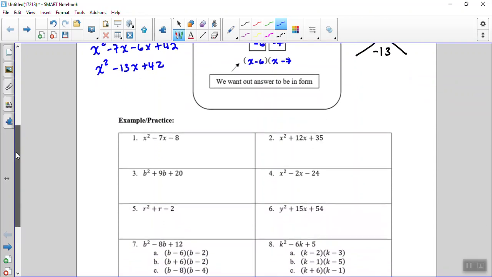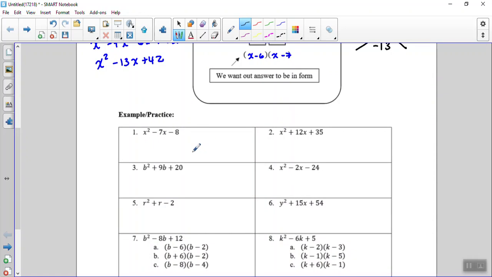Alright, so let's go through some of these examples. I'm just going to do the odd numbers, and then I'll have you guys try the even ones.